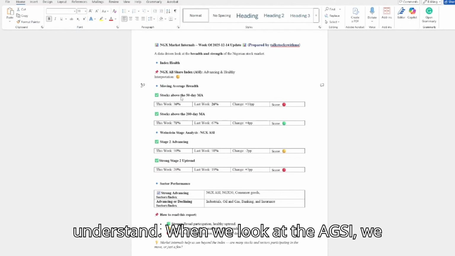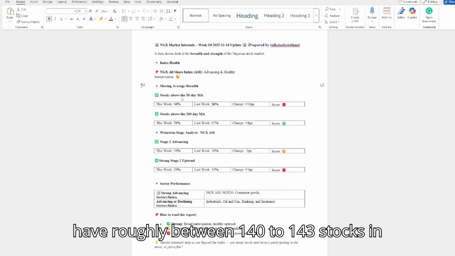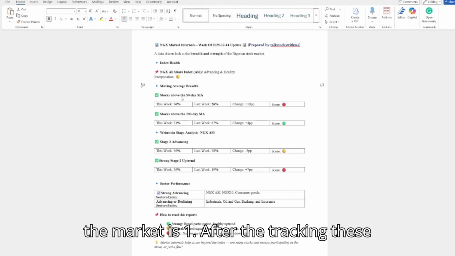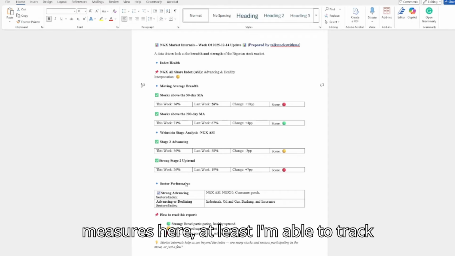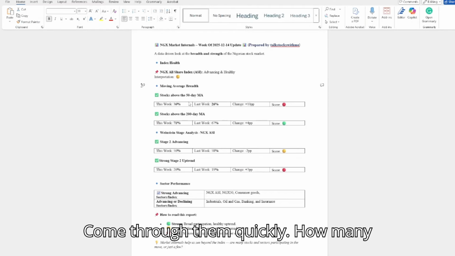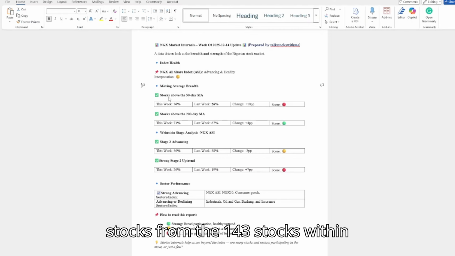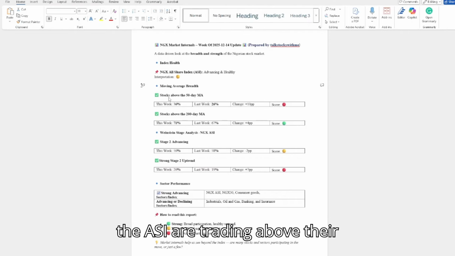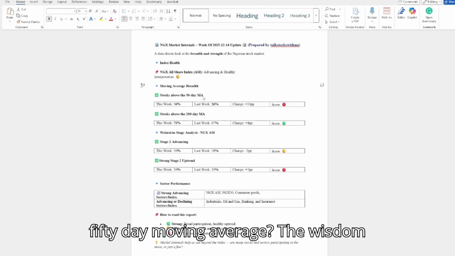When we look at the NGX ASI, we have roughly between 140 to 143 stocks in the market since I started tracking. These measures are ways I'm able to track the health of the market. Let's run through them quickly. How many stocks from the 143 stocks within the ASI are trading above their 50-day moving average?